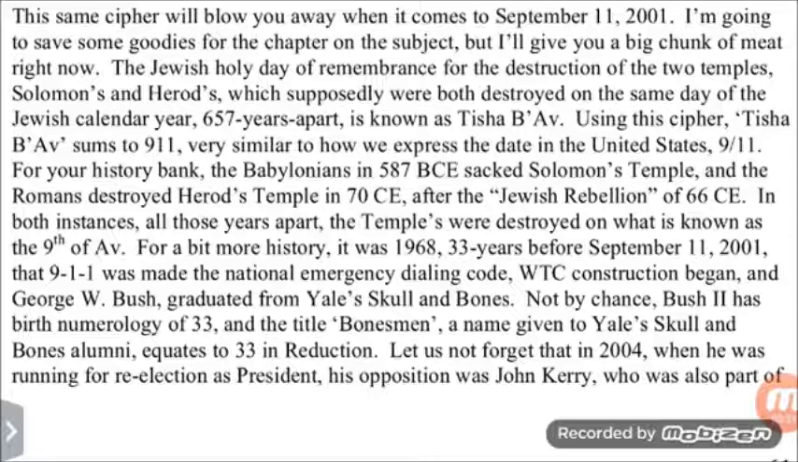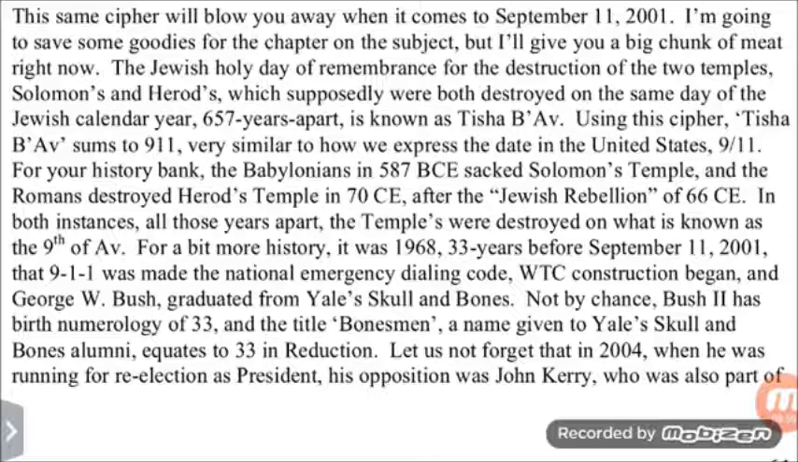For your history bank, the Babylonians in 587 BCE sacked Solomon's temple, and the Romans destroyed Herod's temple in 70 CE after the Jewish rebellion of 66 CE, in both instances all those years apart. The temples were destroyed on what is known as the 9th of Av.